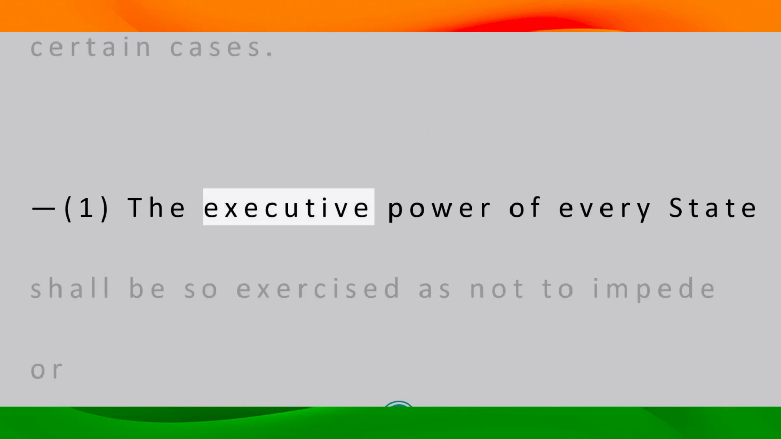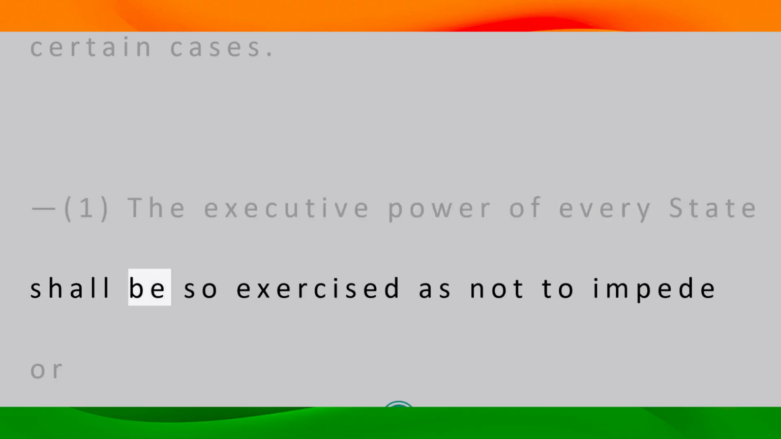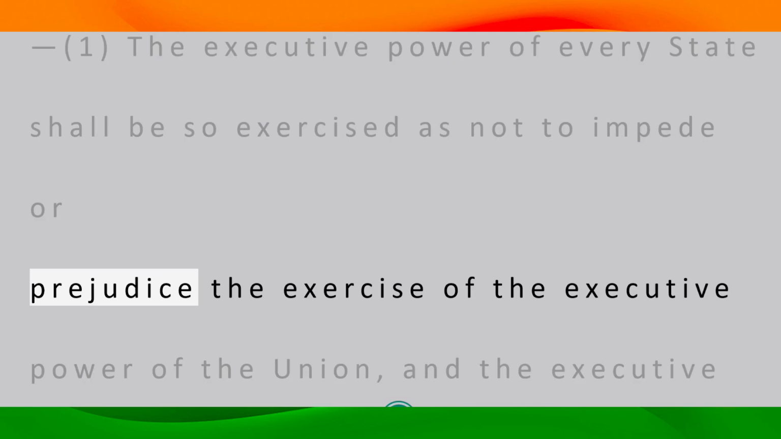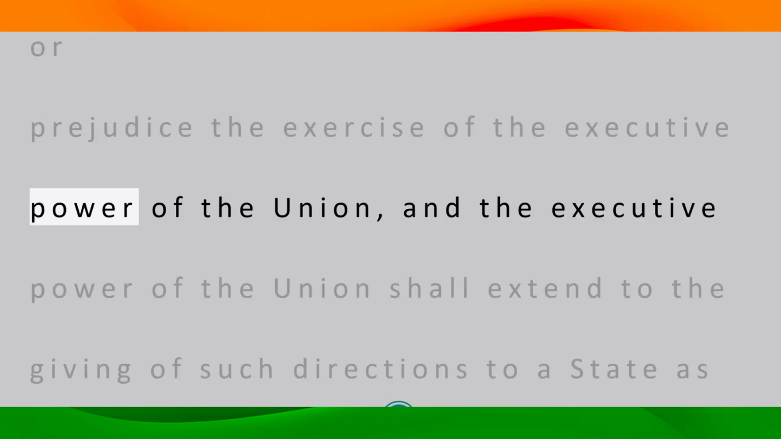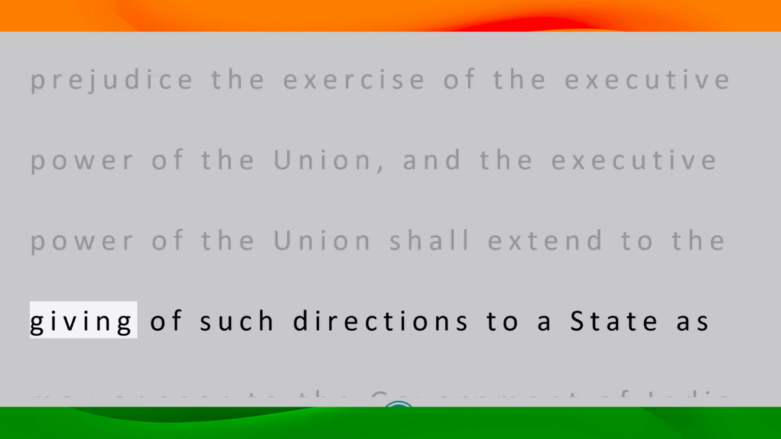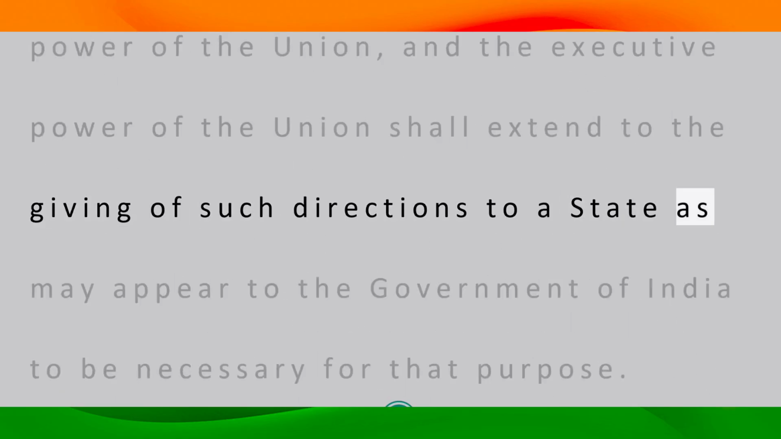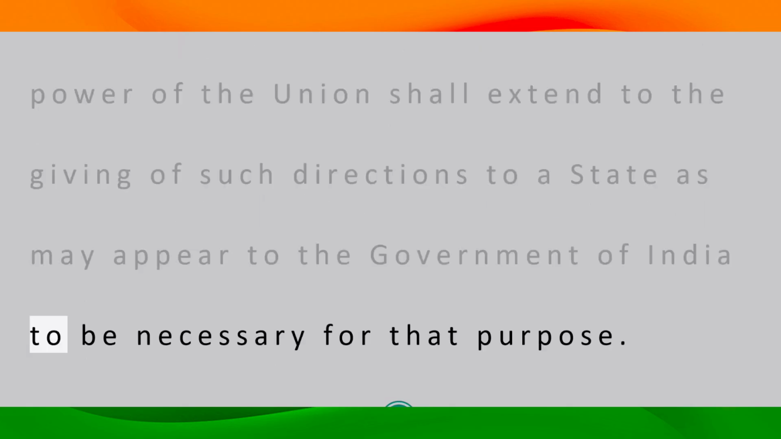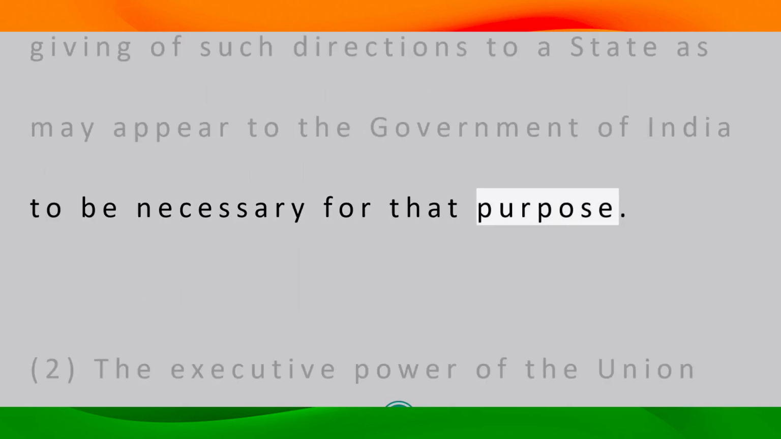1. The executive power of every state shall be so exercised as not to impede or prejudice the exercise of the executive power of the Union, and the executive power of the Union shall extend to the giving of such directions to a state as may appear to the Government of India to be necessary for that purpose.